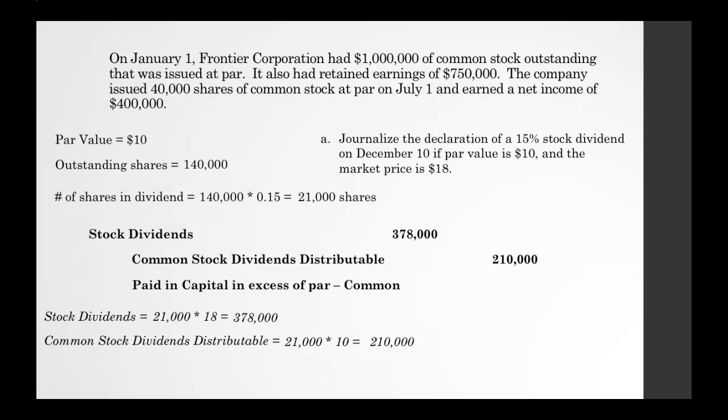Then you're paid in capital in excess of par. Again, we know that our debits and credits have to equal, so we could just take the difference between 378 and 210. But how are they actually finding that? They're taking their 21,000 shares times the difference between your market price and your par value. So 18 minus 10 gives you that $8 per share difference. 21,000 times 8 gives us 168,000. So that's your journal entry for the declaration of this stock dividend.